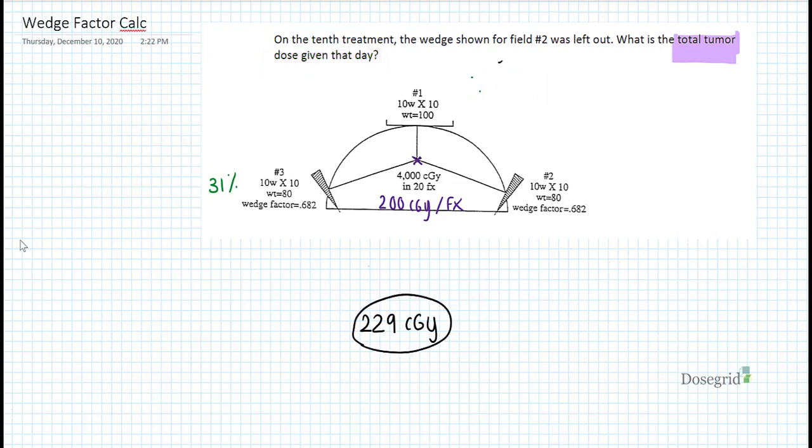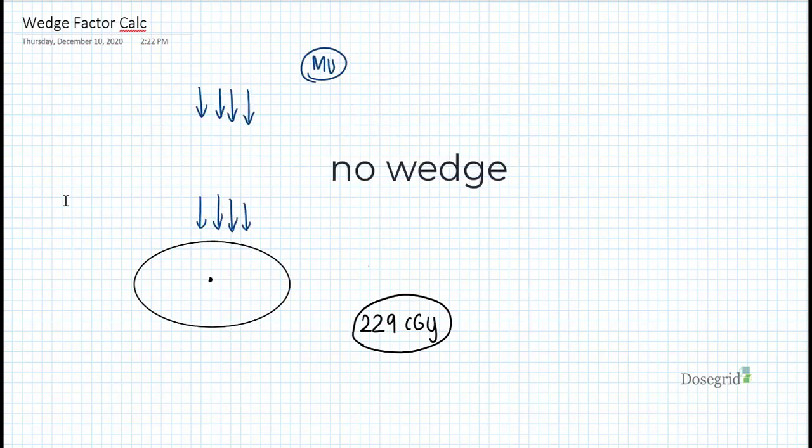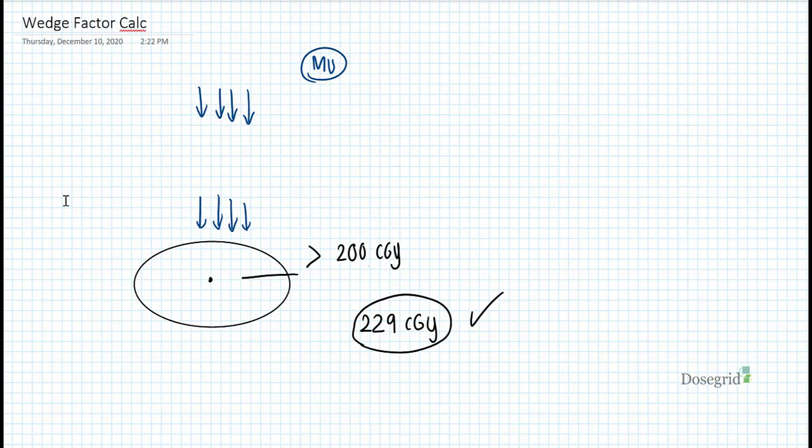Circling back to our earlier logic, 229 makes sense because the patient was slightly overdosed that fraction with the wedge out. And that's how you approach wedge calculations.